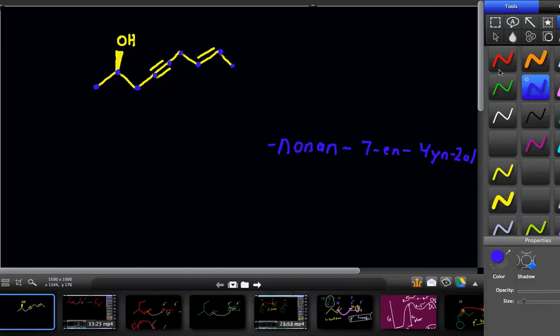So we know that the hydroxyl will be priority 1. This carbon's priority 2 because it's bonded to the triple bond. And of course this is priority 3. The H is already oriented away from us, so we simply need to go 1 to 2 to 3. That's clockwise, so this is going to be R.